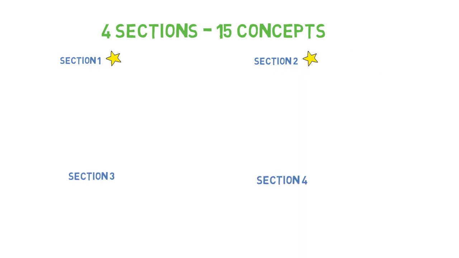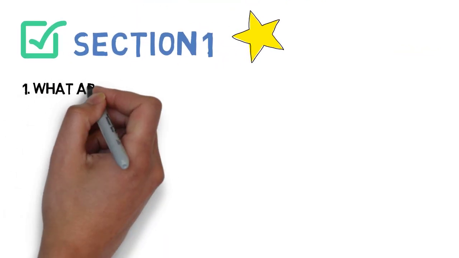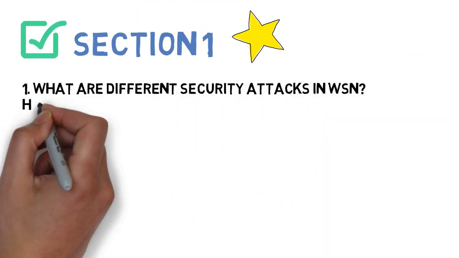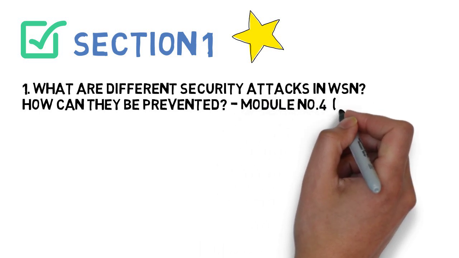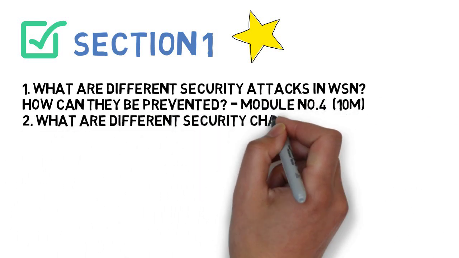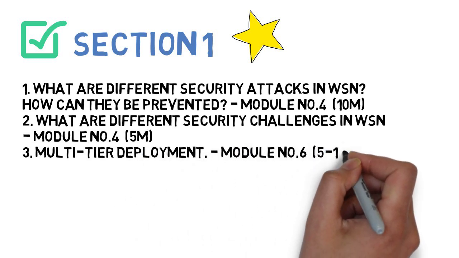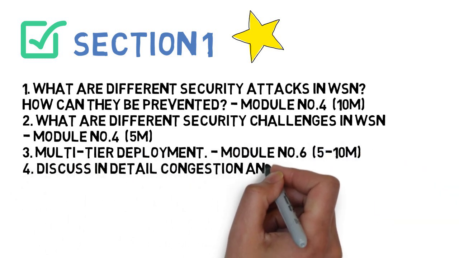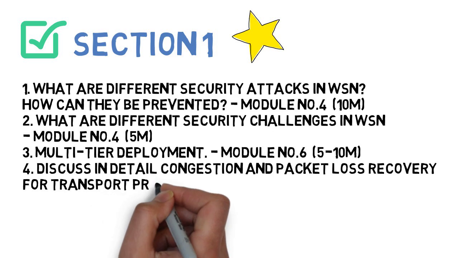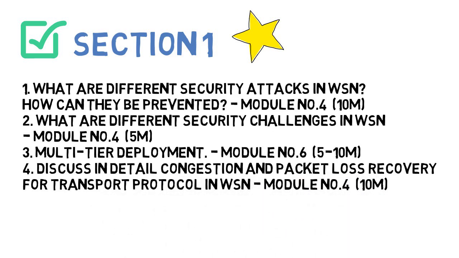Talking about section 1, the first question that you need to do is, what are the different security attacks in WSN and how they can be prevented? Next is, what are the different security challenges in WSN? Next is multi-tier deployment. Next is discuss in detail congestion and packet loss recovery for transport protocol in WSN. These four for section 1.